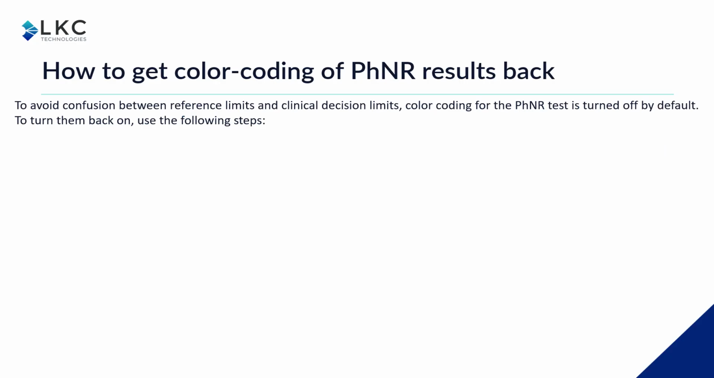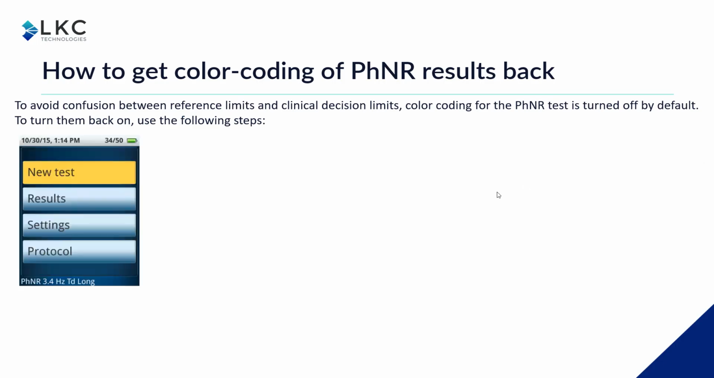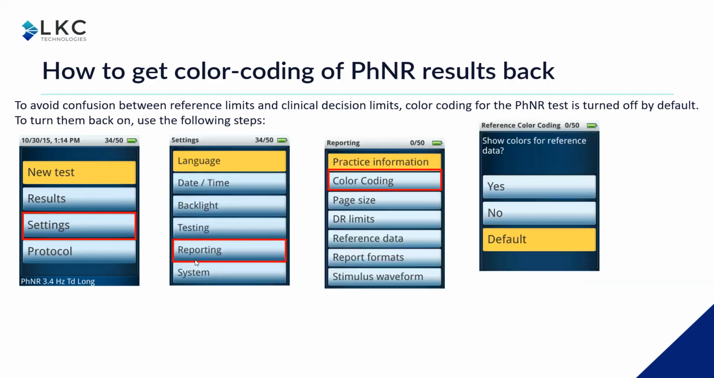We also know that some of you will ask us, can we get the colors back? All devices delivered by default will have the photopic negative response test results without the color coding. And yes, you can change it, but please remember to still keep these clinical decision limits in mind. You go to start screen settings, reporting, color coding, and you have three options. Default, as I mentioned: all reports with color excluding photopic negative response. Yes: all reports with colors including photopic negative response. No: no colors on any reports.